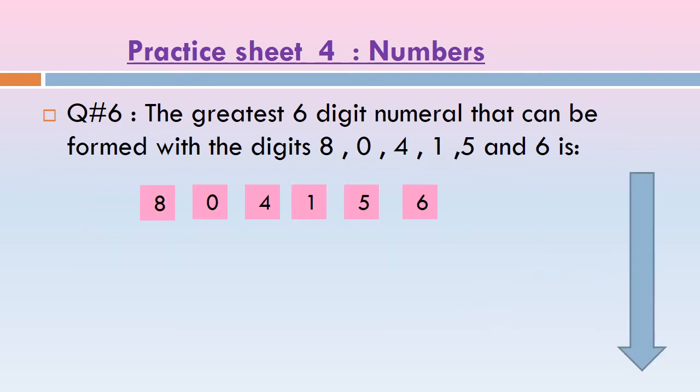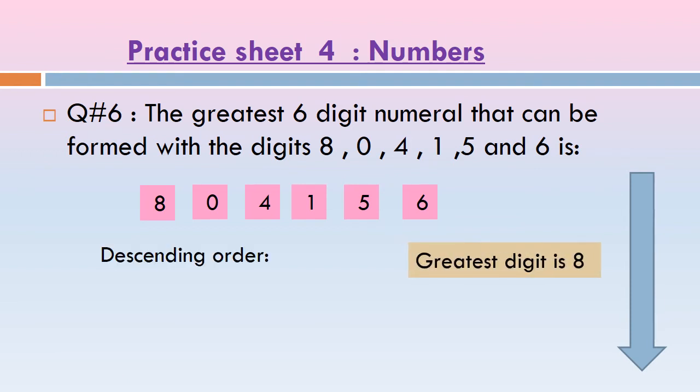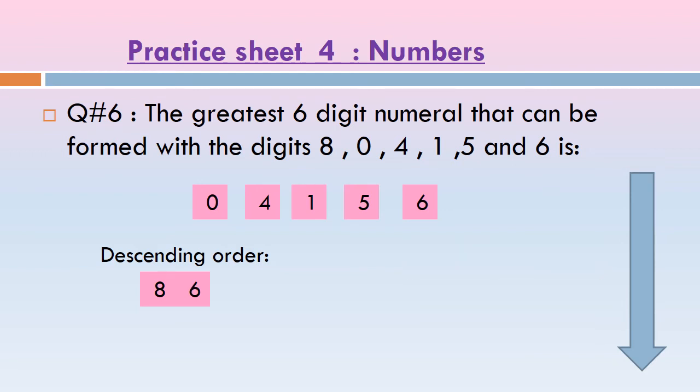Firstly, we will write the greatest digit among them. And which is the greatest digit here? Yes, 8 is the greatest digit here. Now, from these rest of the digits, which is the greatest digit? Yes, 6 is the greatest digit. Now, from these numbers, which is the greatest? Yes, 5. And then next 4, then next 1, and in the last is 0. We have placed all the digits in descending order. Now what it becomes?